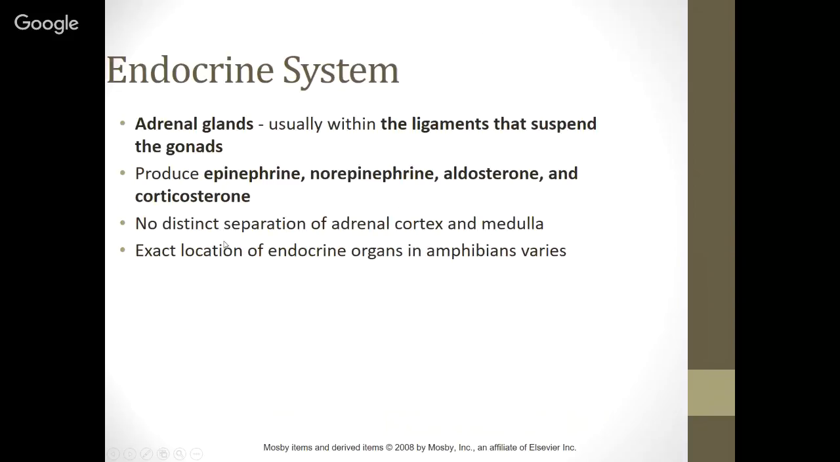Adrenal glands are usually within the ligaments that suspend the gonads. They produce epinephrine, norepinephrine, aldosterone, and corticosteroid, just like our adrenal glands do. There's no distinct separation of the adrenal cortex and medulla. The exact location of the endocrine organs in amphibians varies.